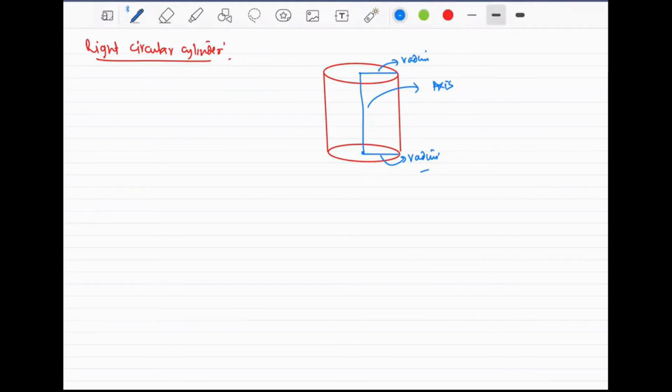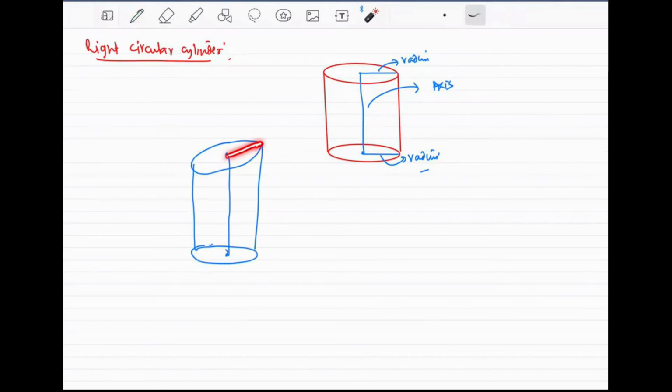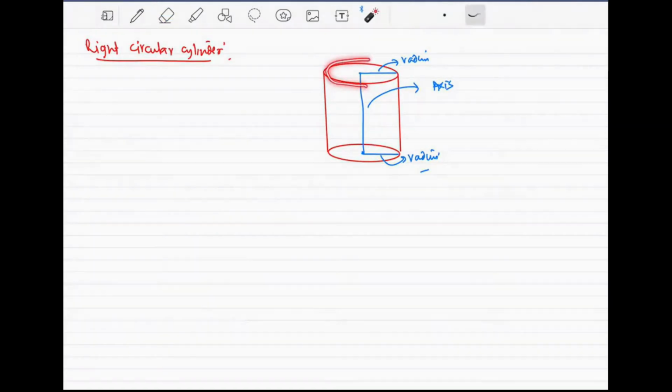We can draw another type, right? The cylinder can still look like this. Here will be your axis, but look, the radius of the top and the axis are not perpendicular to each other. It is not 90 degree. So in that case, this type of cylinder we cannot call a right circular cylinder. So a right circular cylinder is a specific shape in which the radius of the circle on the top and bottom should be perpendicular to the axis.